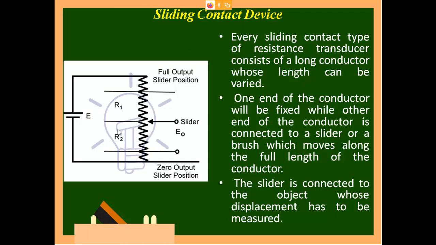Sliding contact, one terminal is fixed. See, supply is given to that entire resistor column, and on another side you have a slider, and you try to measure the voltage. See, this voltage is fixed. You give a fixed voltage here, and that voltage is applied to the entire resistor, and you have a slider. If the slider moves up and down, there will be a change in voltage.